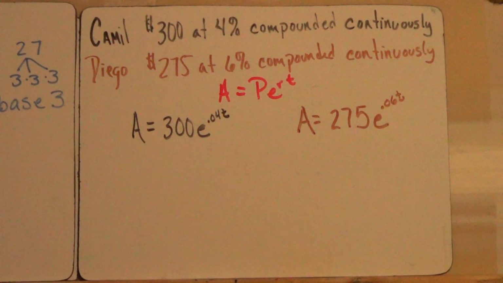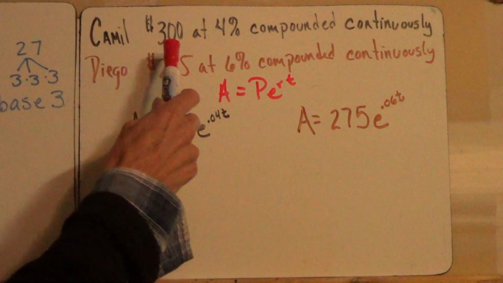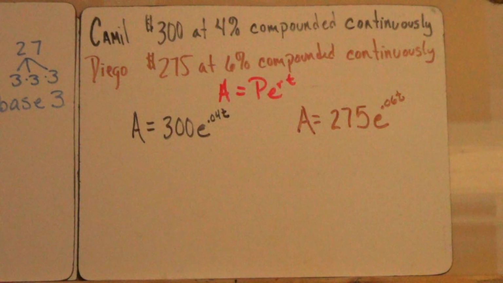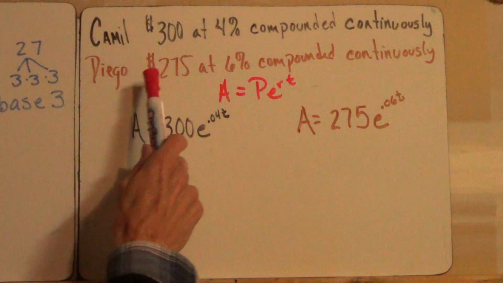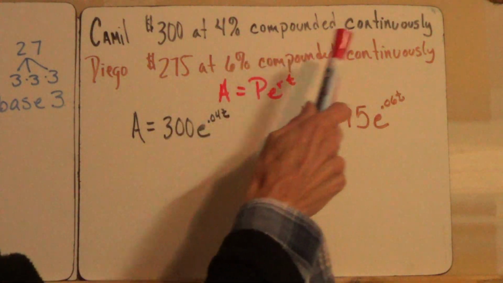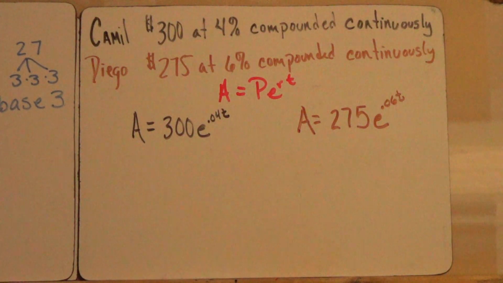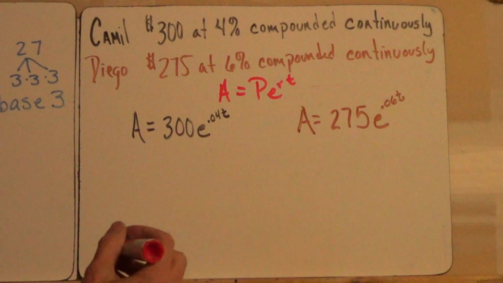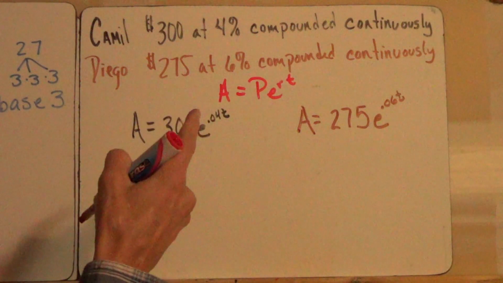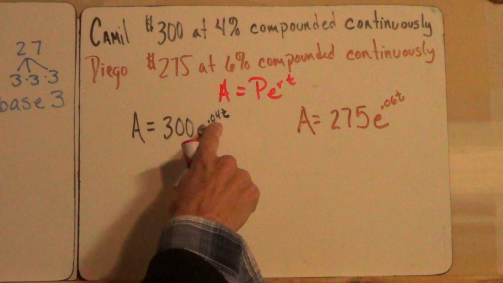So now we have Camille going to deposit $300 at 4% compounded continuously. Diego at $275 at 6% compounded continuously. And so the first thing that we would want to do is we would want to find the effective rate, which again, you want to remember that that's what you plug in here.